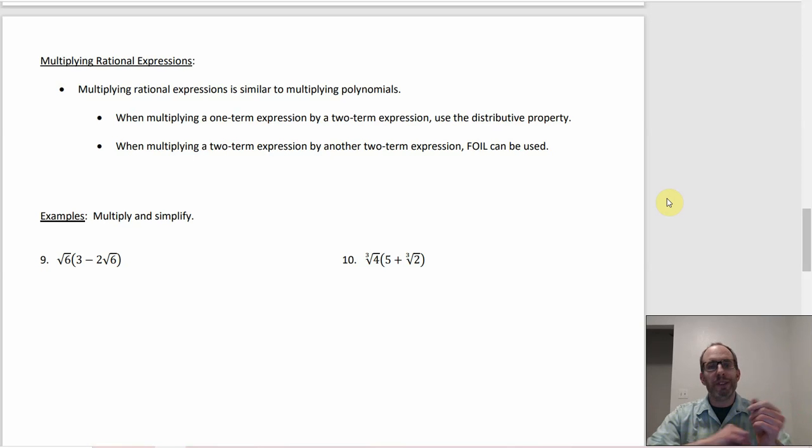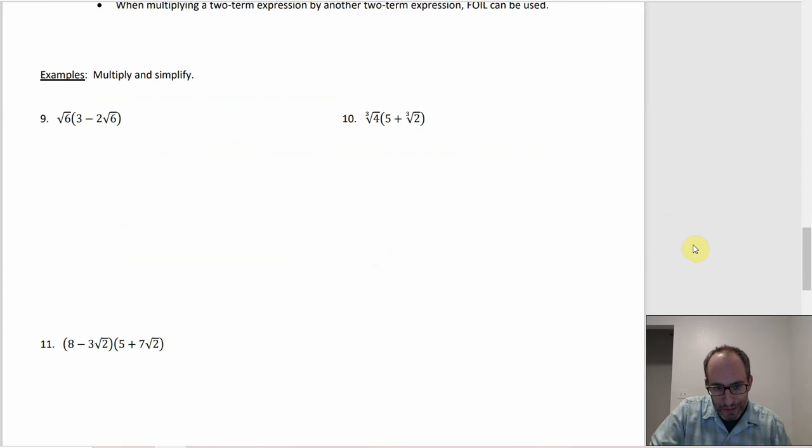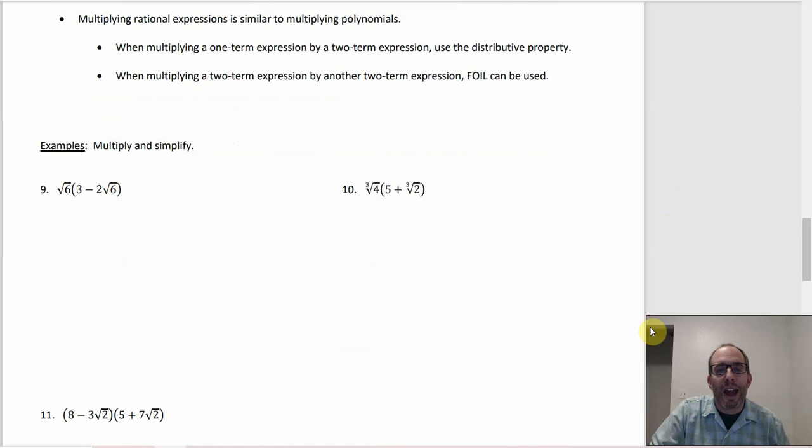So like it says in those indented bullet points, when you have a 1-term expression by a 2-term expression, that's like what number 9 and 10 are. So you can see them right now. That's what that is, right? Number 9, the radical 6 is a 1-term expression, and then the 3 minus 2 radical 6 is a 2-term expression. So we're going to distribute. And then if I scroll down a little, if you look at something like number 11, that's one where you'd FOIL. I guess you don't have to FOIL.